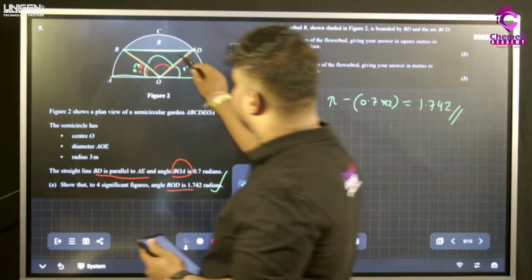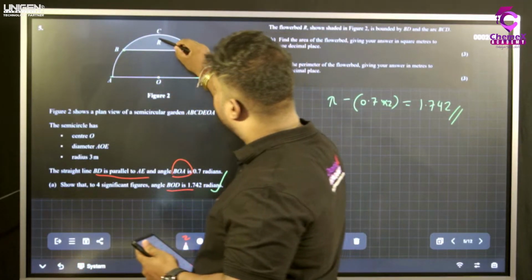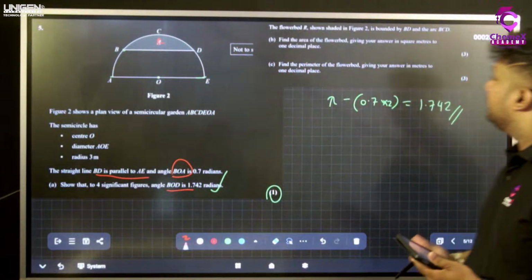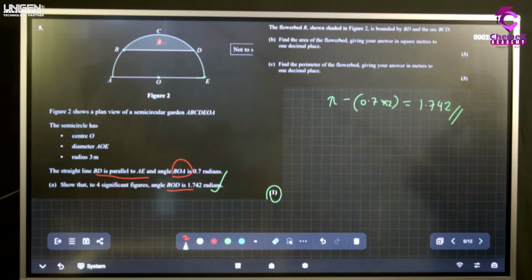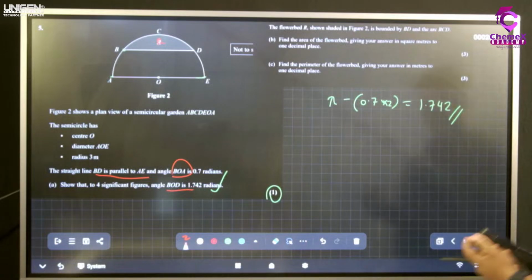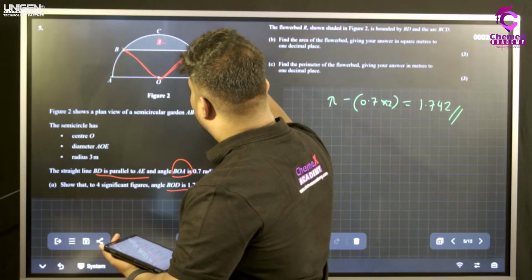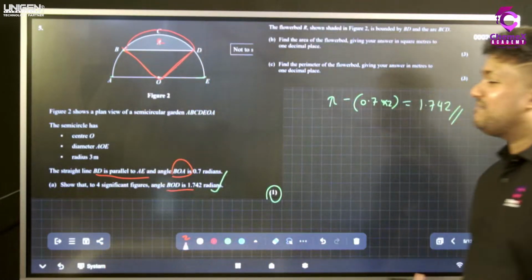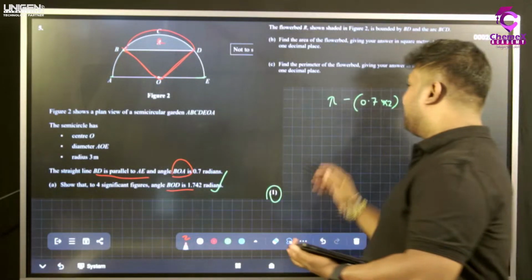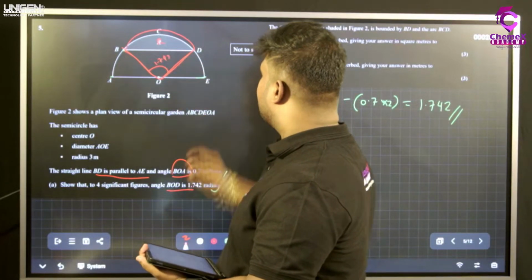Let's erase this. Okay, can you see this R part? It's a colored region. So they say find the area of the flower bed, giving your answer to square meters to 1 decimal place. How can you find it? Now we know the whole sector. You find the sector area minus what? Sector area minus what? This is going to be 1.742, no? Sector area minus triangle area.